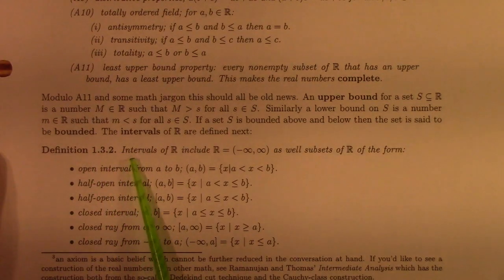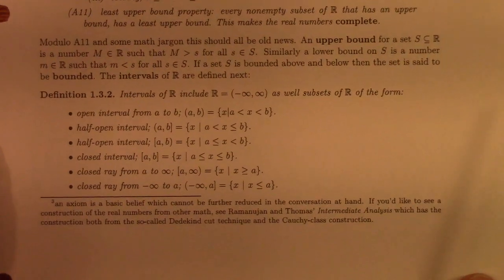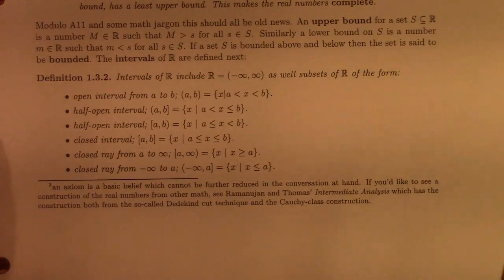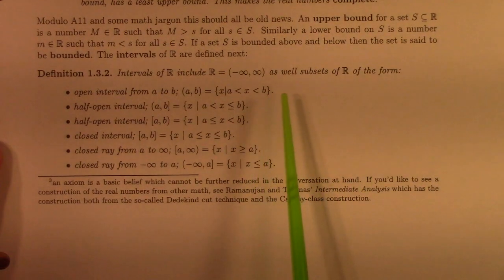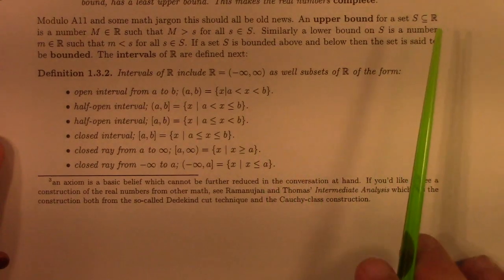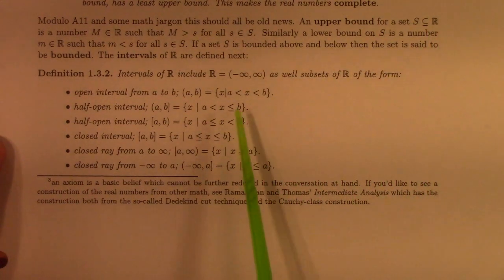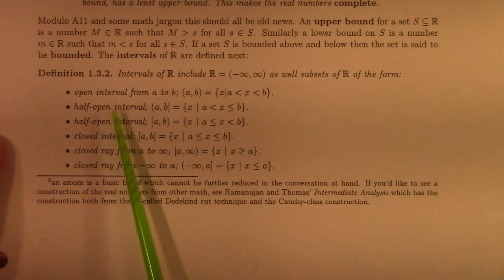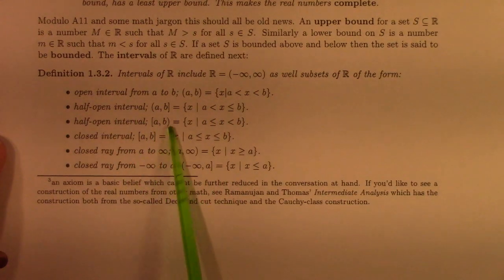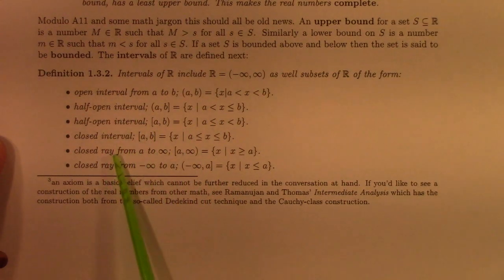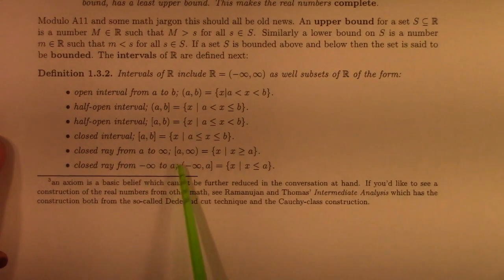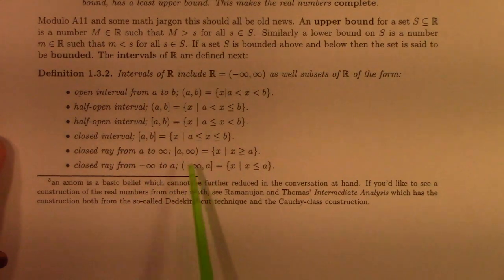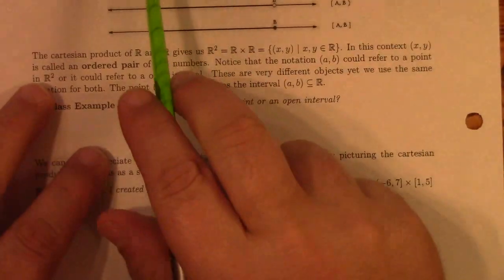These are the intervals. An interval is a connected subset of real numbers. That means that if you were to look at the number line, and if you had a pencil that could draw forever, then these would be the sets that you get. Open intervals, half-open intervals, closed intervals, and then you've got your closed rays from a to infinity and from minus infinity to a, and of course also your open rays.